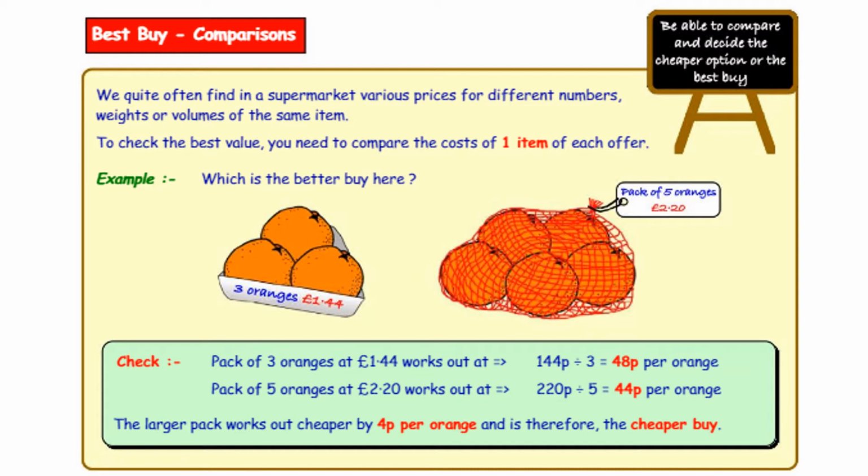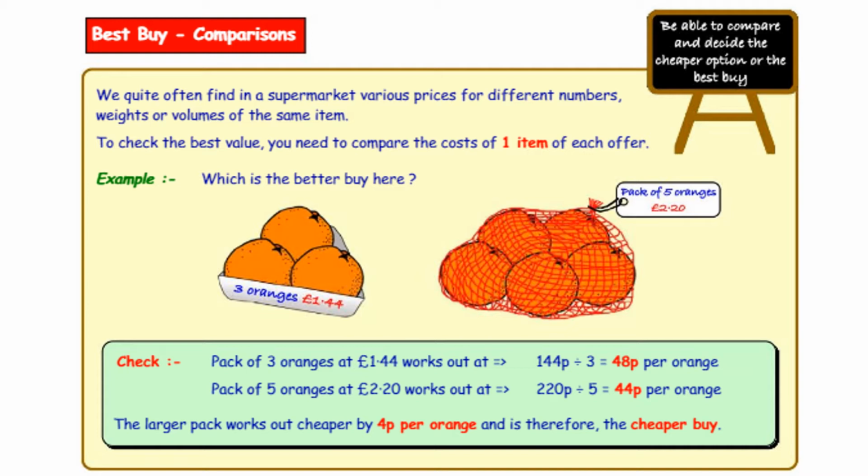But you might think to yourself, why on earth would they put a pack of 3? Who would buy that? Well, there might be people who wouldn't have eaten 5 oranges before they go off. If they buy 5, they might only get 3 eaten, and therefore 2 go off, and it's a waste of money. So there are reasons why you might buy a pack of 3 oranges, even although they're more expensive. But in this case, what we're always looking for is the cheapest buy.